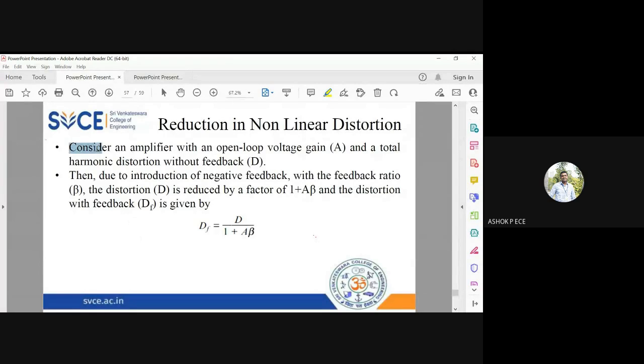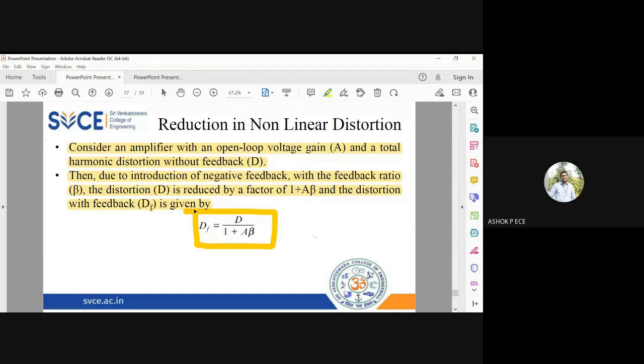You know the parameters: voltage gain is A. The distortion without feedback we are representing by capital D, and the distortion with feedback we represent by DF, and beta is the feedback factor. Then the distortion is reduced by this value, so DF equals D by 1 plus A beta.